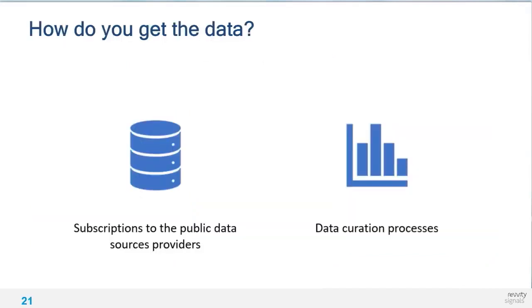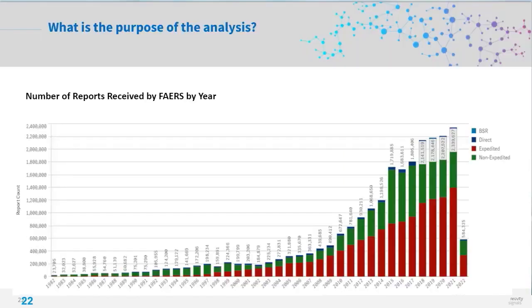So in order to get the data for use, you will need to subscribe to the public data source provider and also go through a series of data curation processes before the data is ready for use to generate signals for pharmacovigilance. So when you get the data, what exactly are we going to do with this data? Here, let's take FAERS data, for example.